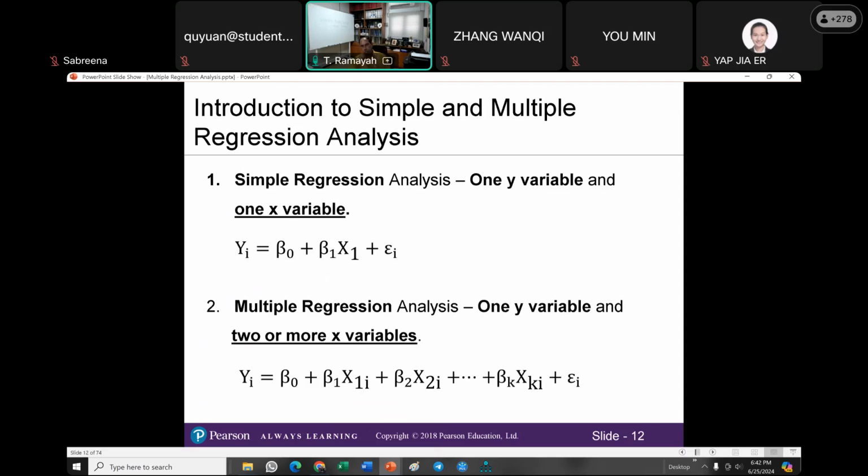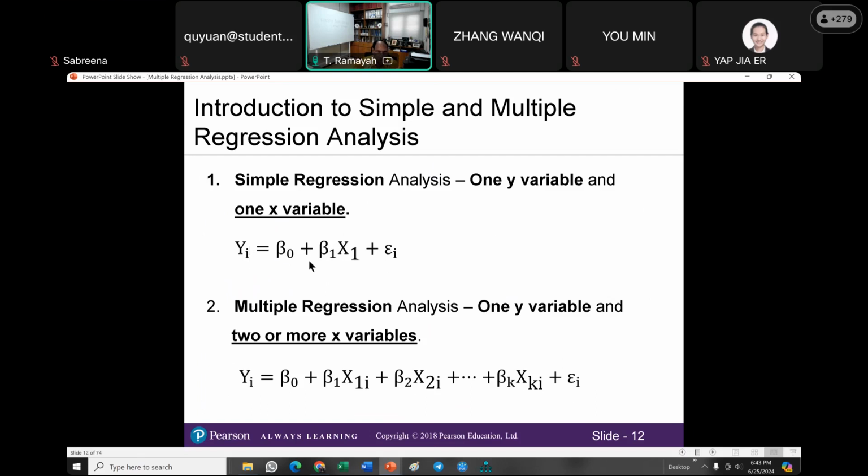When you write the equation for a simple linear regression, yi equals b0 plus b1 x1 plus error. This error term is minimized when we do the least squares. So the equation has a constant and one independent variable, one dependent variable.